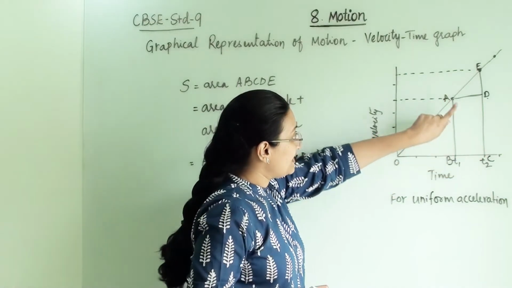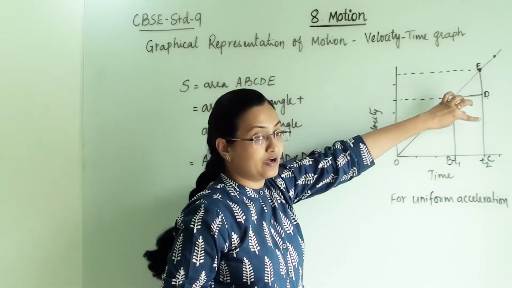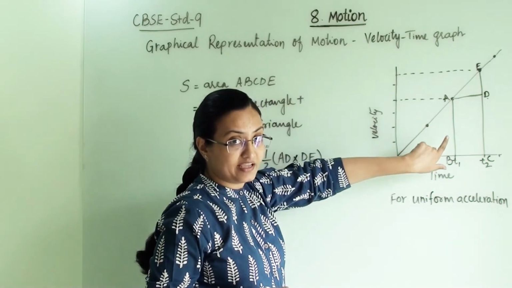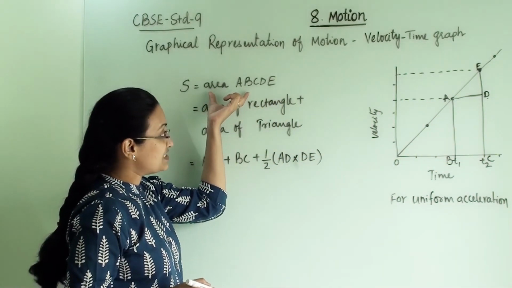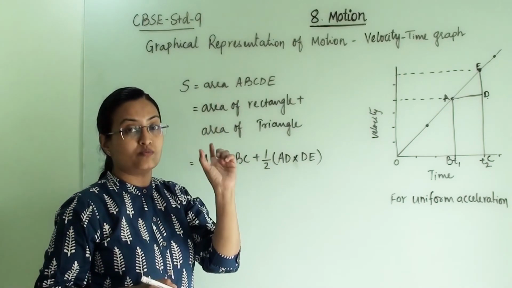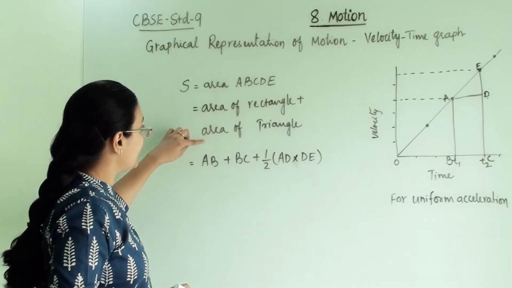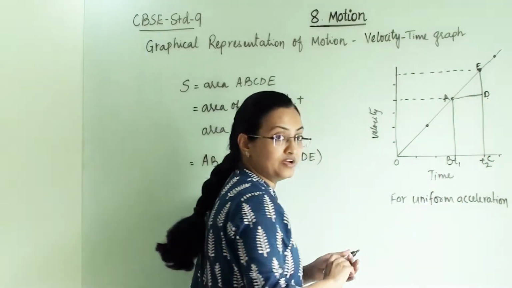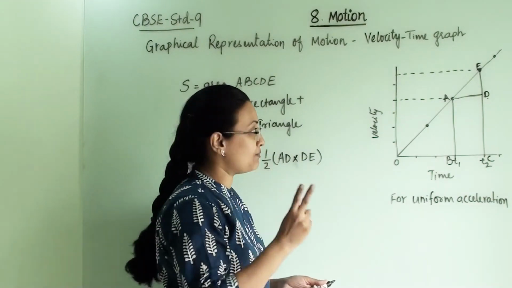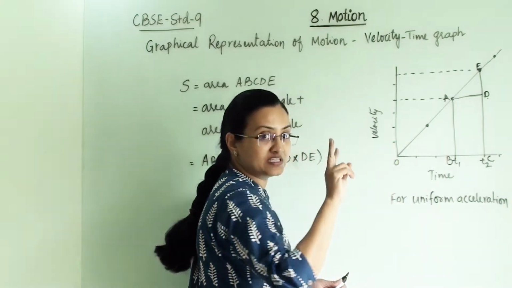Once we find out the area of these two, we will get the distance covered. So we will find out the full area of A, B, C, D and E. Once we find out this full area, we will get the distance traveled. So area A, B, C, D, E will give us how much distance has been traveled by the object. Here we have divided this full area into two separate areas.